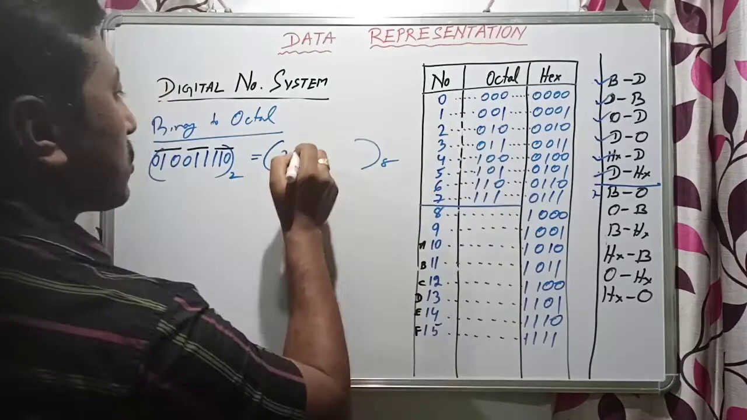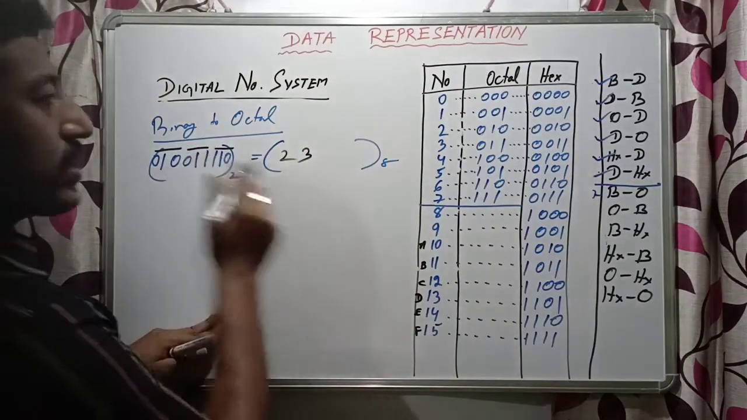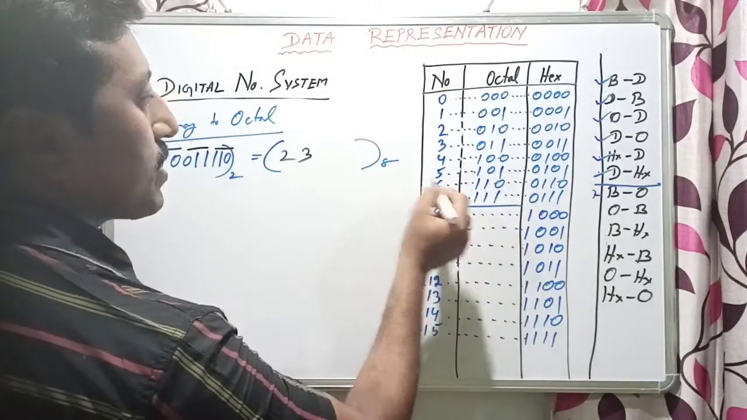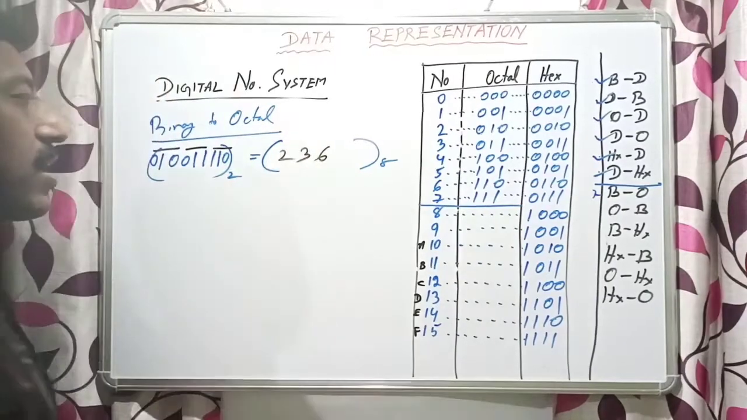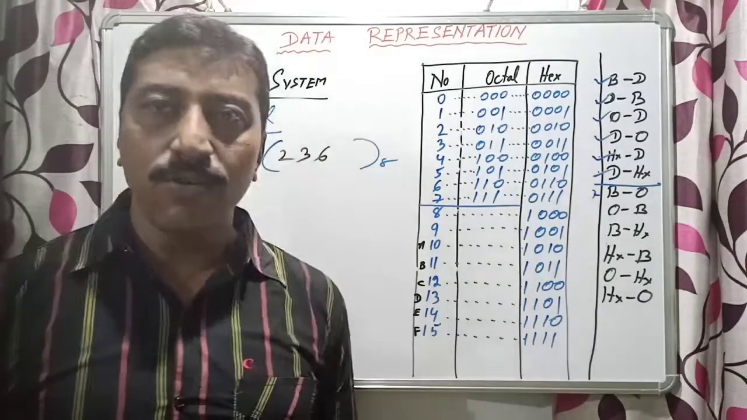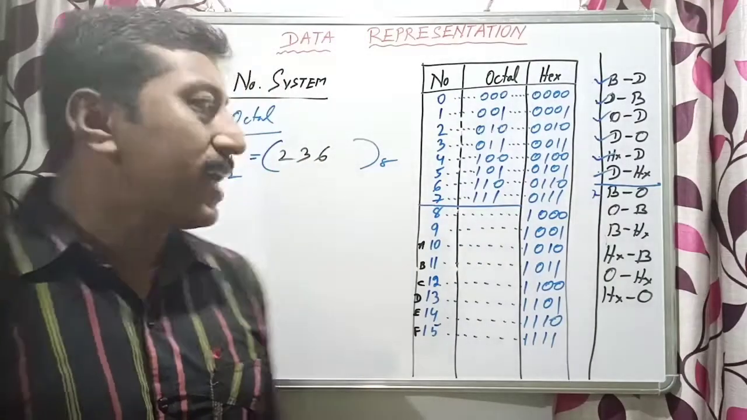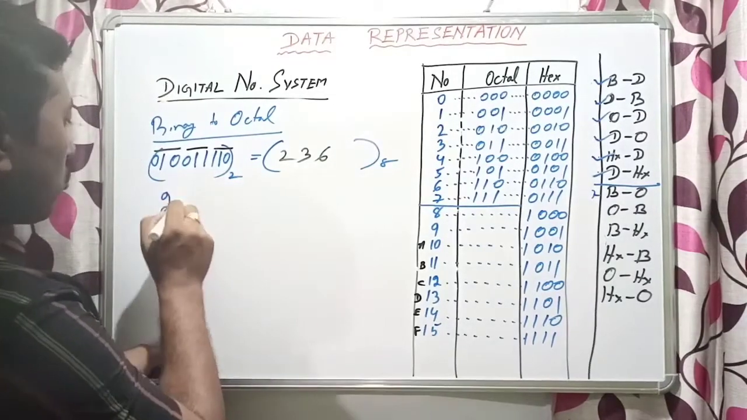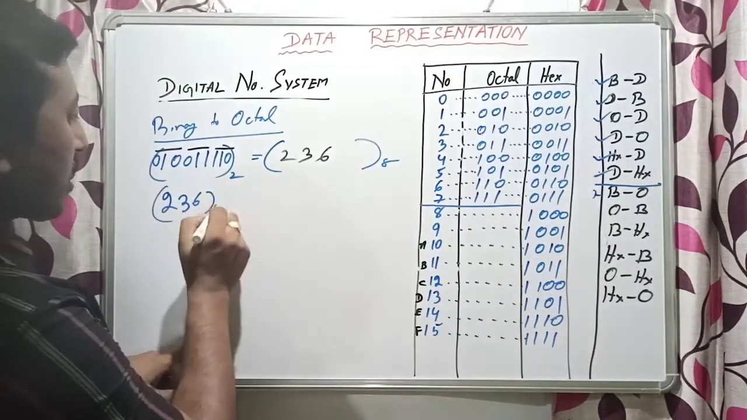011 it is 3. So we'll write here 3. 110 it is coming 6. So our output is coming 236. Okay, so the same numbers once we'll take, 236. Suppose we are taking here 236. It is an octal number.